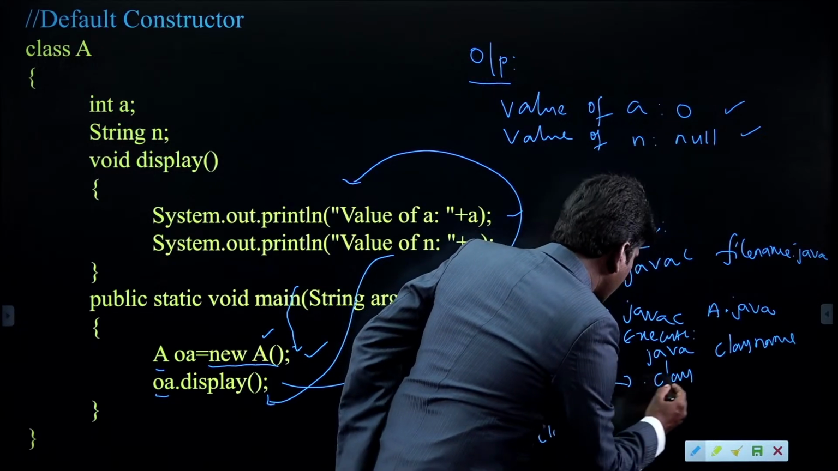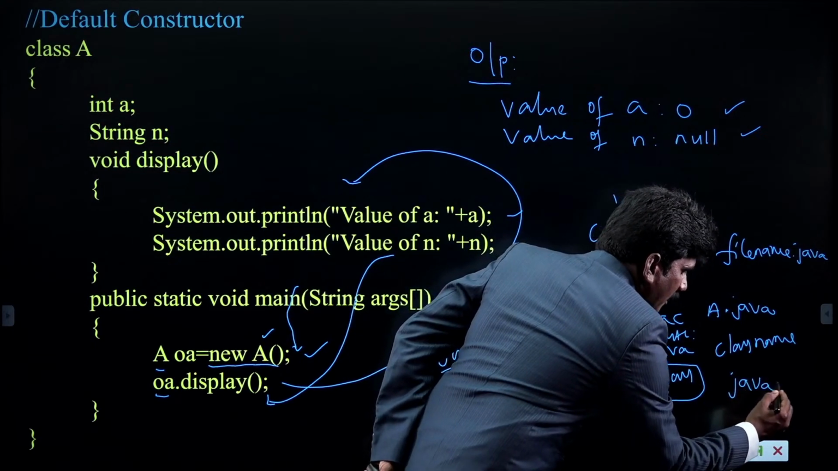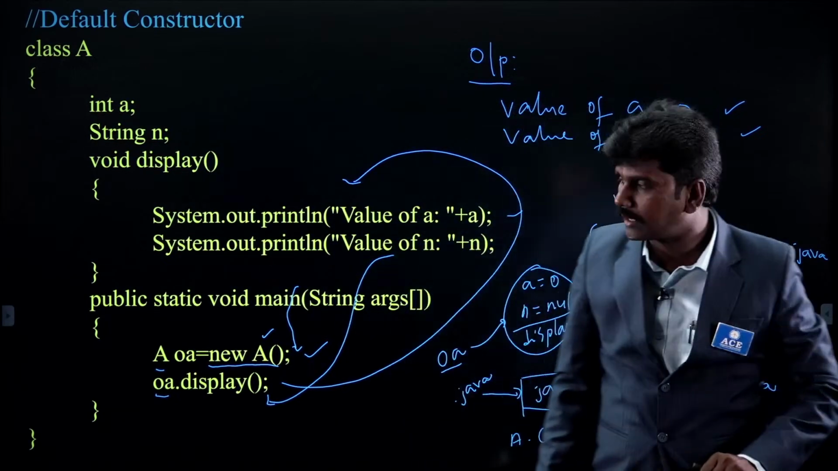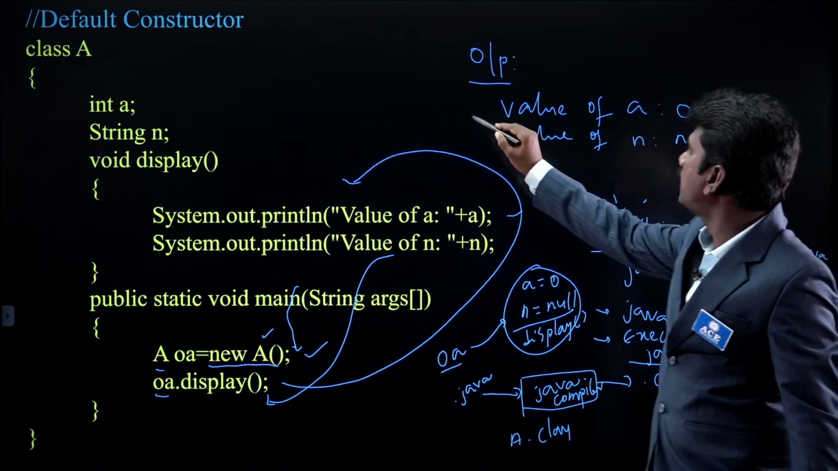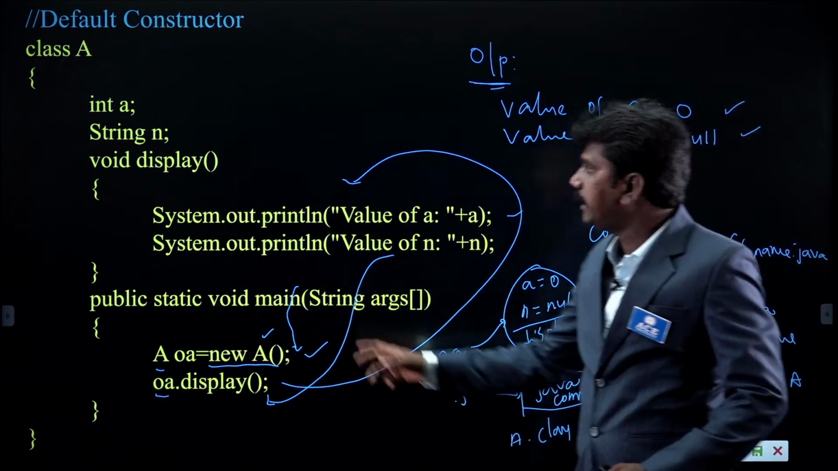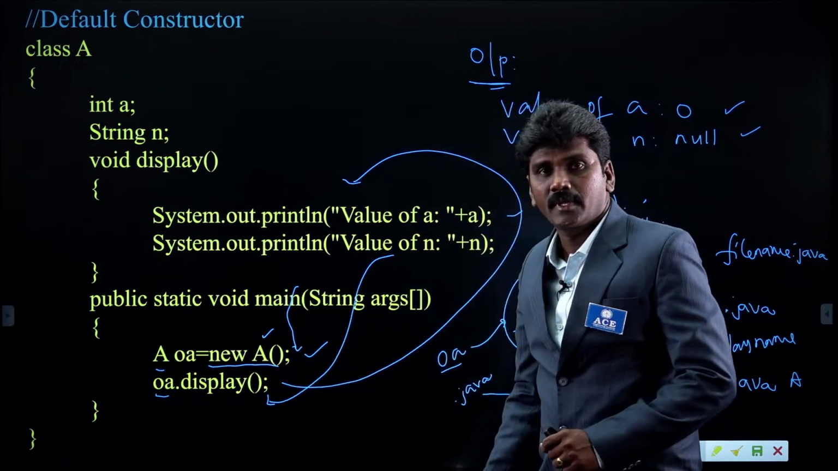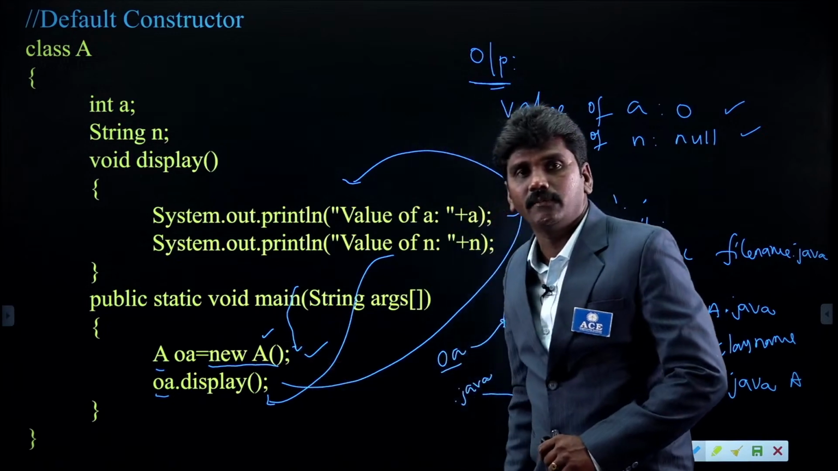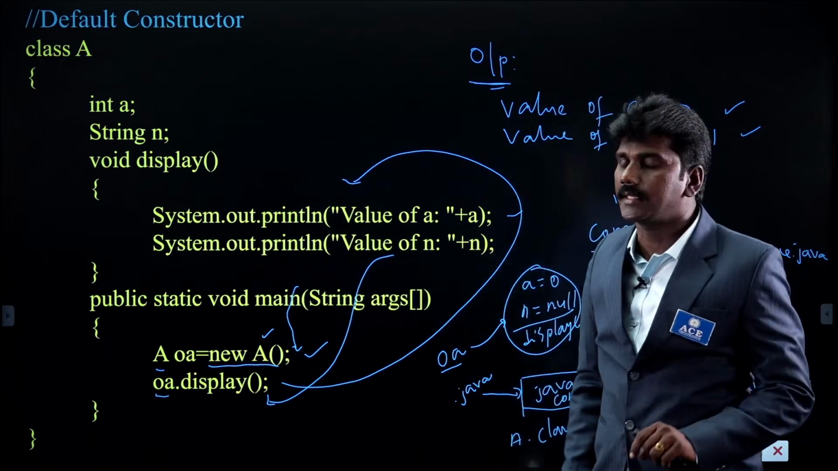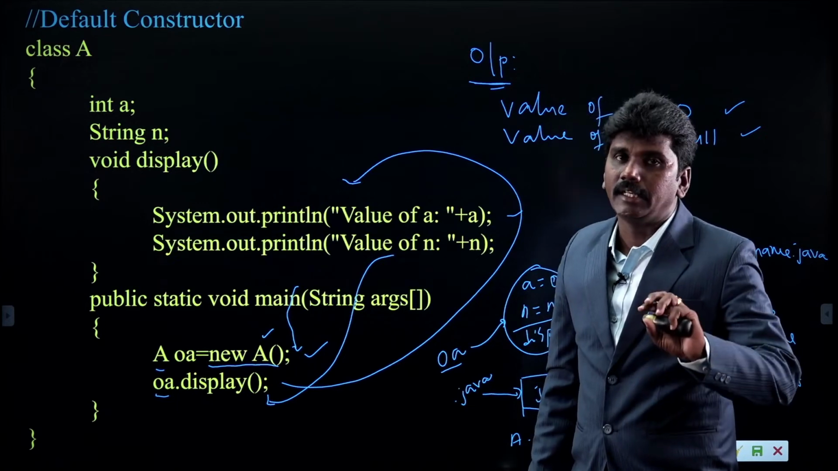So to compile and execute this program, we have to use the command java A. If we use this command, we will get the output like this. Here our concentration is on the statement A oA = new A(). Actually we are calling the constructor without any arguments, but there is no constructor in our program. In this case, the Java compiler will provide the default constructor.